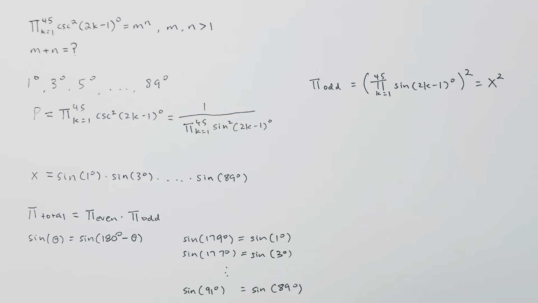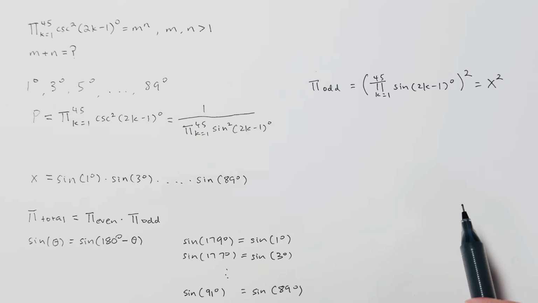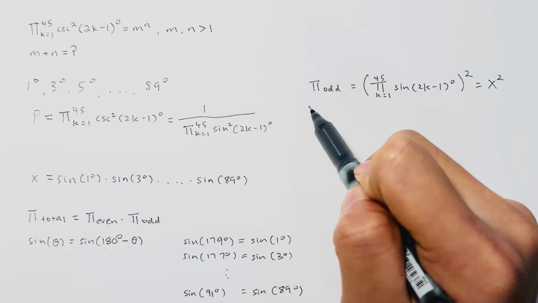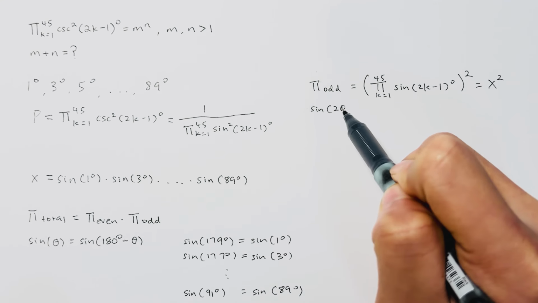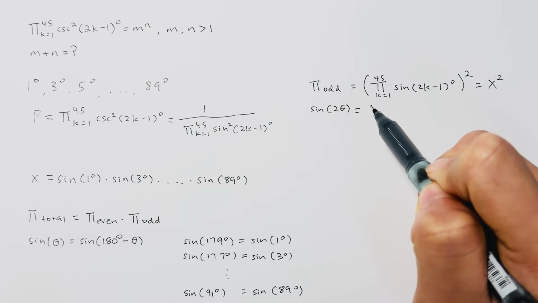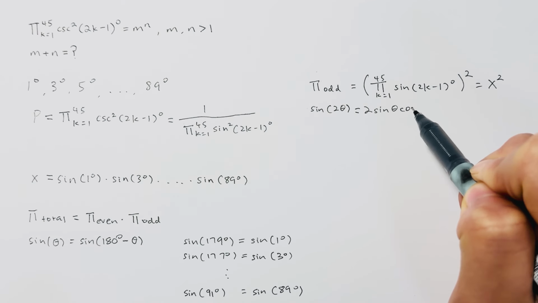Now, let's look at the even product. This is where the magic happens because the angles are 2, 4, 6, up to 178. We can write a general term as sine 2k. Use a double angle identity. So, sine of 2 theta we know equals 2 sine theta cosine theta.